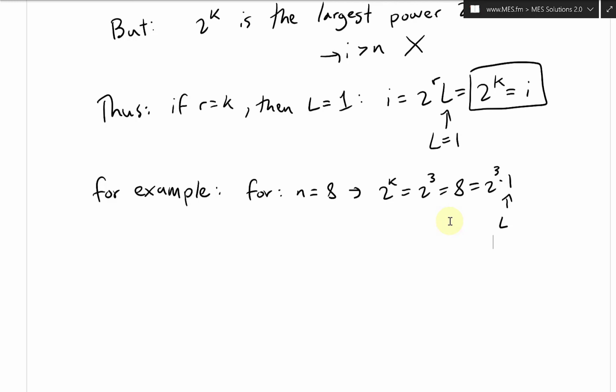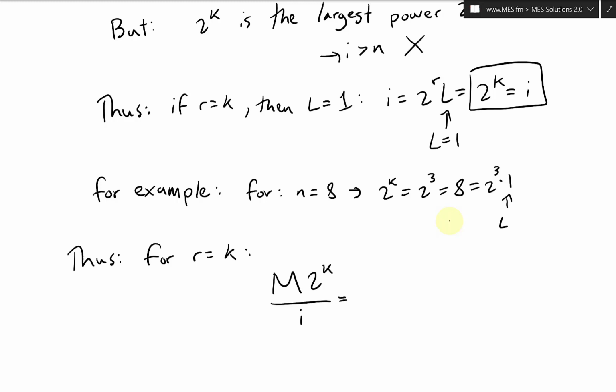So let's put this all together. Thus, for r equals k, if we look at that term, m 2^k over I equals, well, that just equals m 2^k over 2^k. These cancel. This equals m, which is a product of odd integers, so this equals an odd integer.